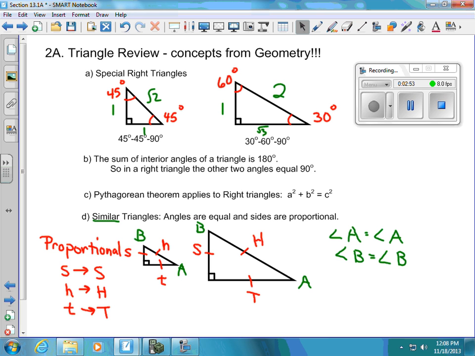The Pythagorean theorem applies to right triangles. We talked about that before. A squared plus b squared equals c squared. Remember, c squared, that's the hypotenuse, so c is the hypotenuse. So A, B, C.